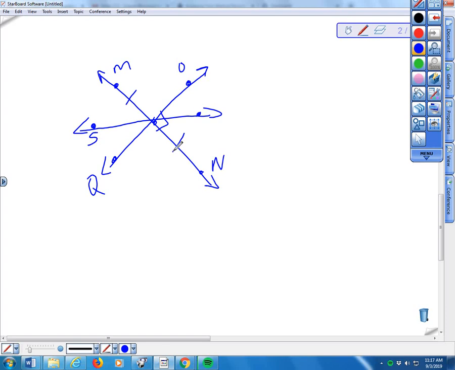Okay, so one thing we haven't talked about yet is something called a bisector. A segment bisector is a line or a segment that bisects another segment, creating two equal parts. Okay, so a segment bisector, if I've got this segment, to bisect it, I've got to go through the midpoint with a line or a segment to create two equal parts of that segment. This is called the segment bisector because it bisects the segment into two equal parts.